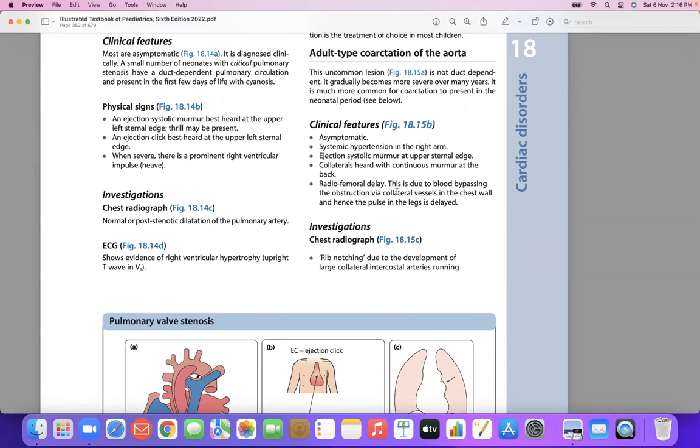Then radiofemoral delay. This is due to blood bypassing the obstruction via collaterals in the chest wall, and hence the pulse in the legs is delayed. There will not be absent femoral pulses. You can feel them, but it will be delayed. Radiofemoral delay.